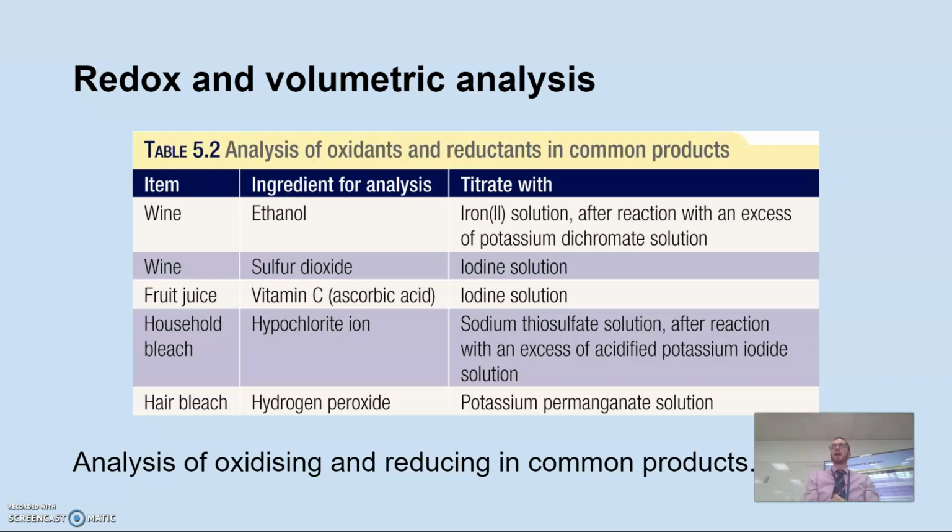Do we need an indicator? No. Why? It's a self-indicating reaction. We could also use permanganate, which goes from purple to a colorless solution. Iodine goes from brownish purple to colorless as well. And that's what we're going to be doing on Thursday, looking at the vitamin C content.